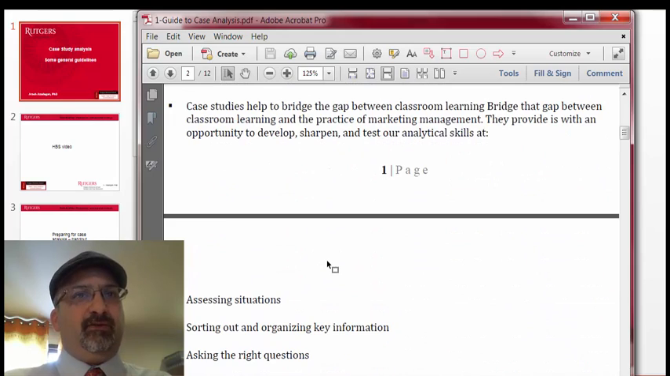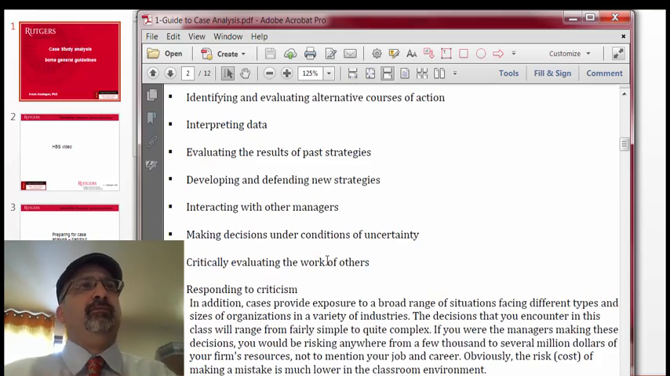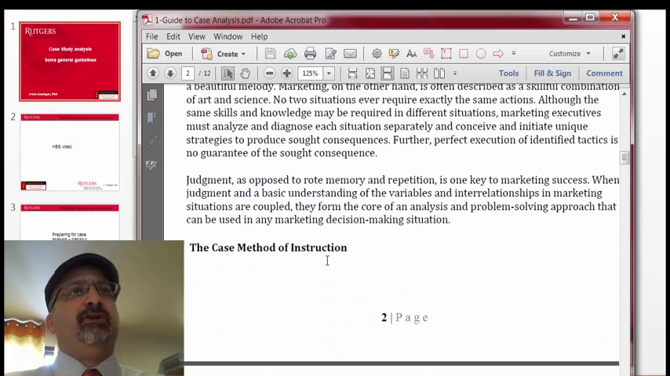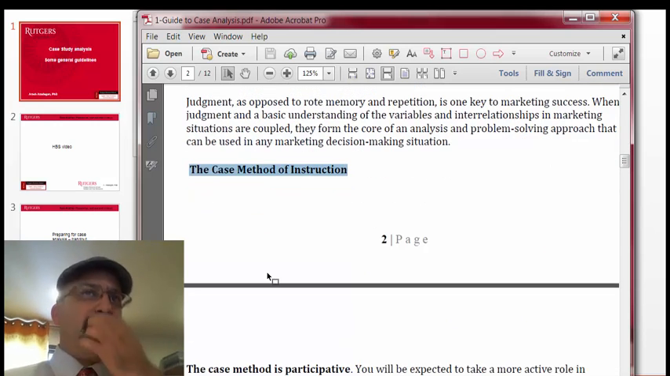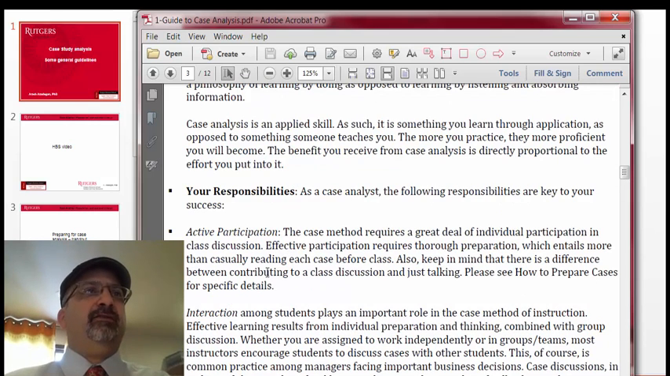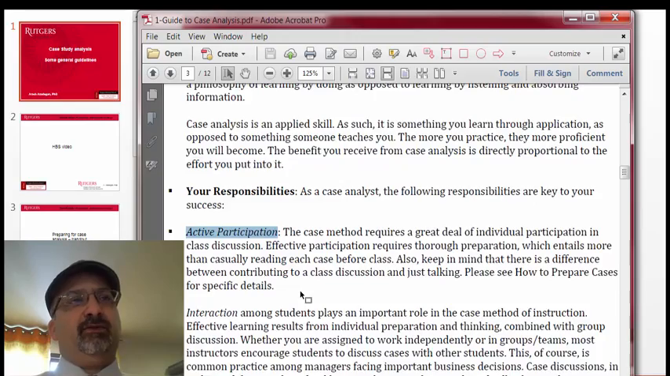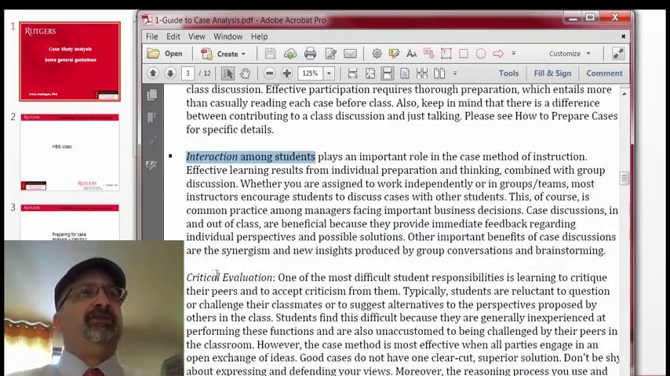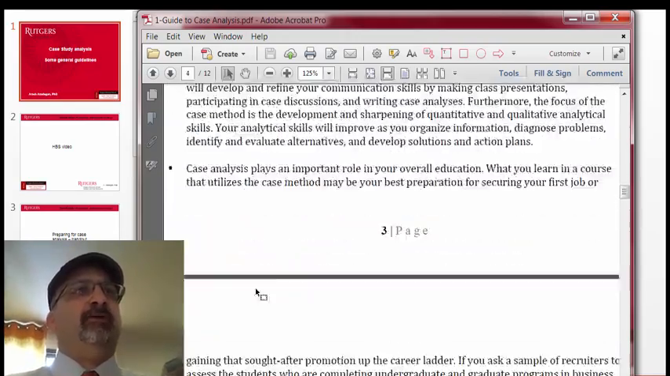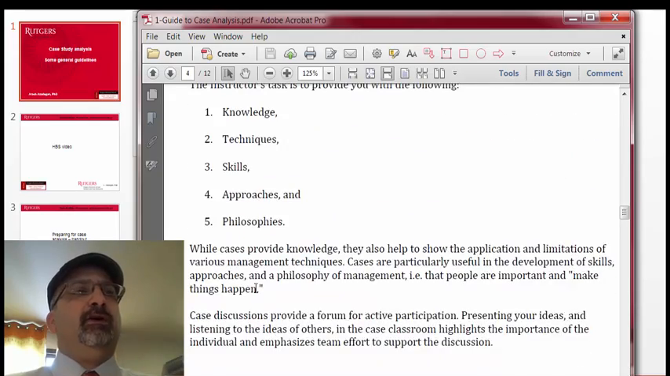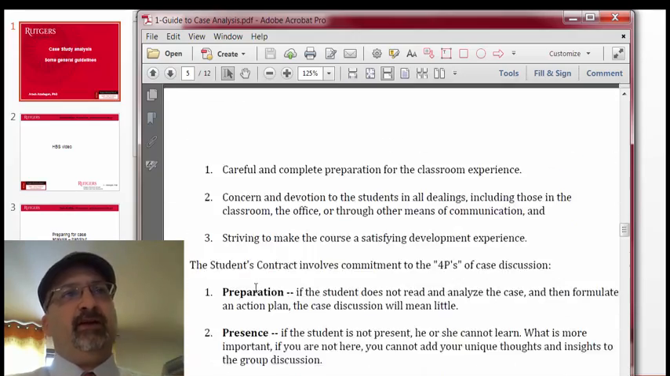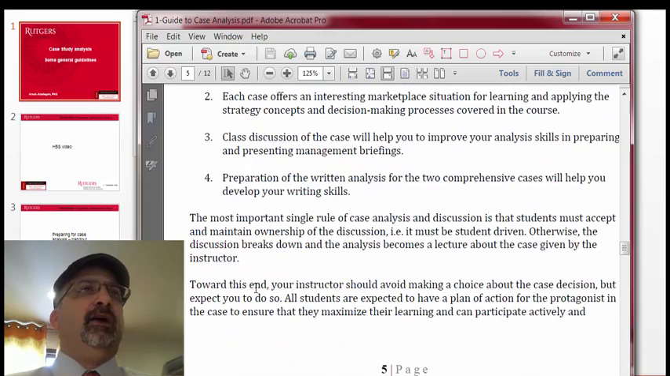And this is quite a number of pages. I'm not going to go through all of them, all the details, but I just want to make sure that you recognize the significance and the detail that this provides. The case method of instruction, what your responsibilities are in terms of active participation, interactions, critical evaluation, and effective communication. The objectives and the purpose of the case is provided, as well as the expectations and how to prepare for them.